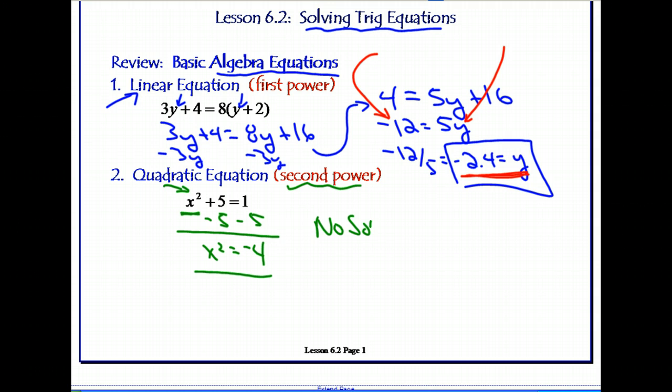But the point to make in this problem is, when there's an x squared, and there's no x to the first power in here, it goes straight to the plus 5, get the squared on one side, get the number on the other side. All right.